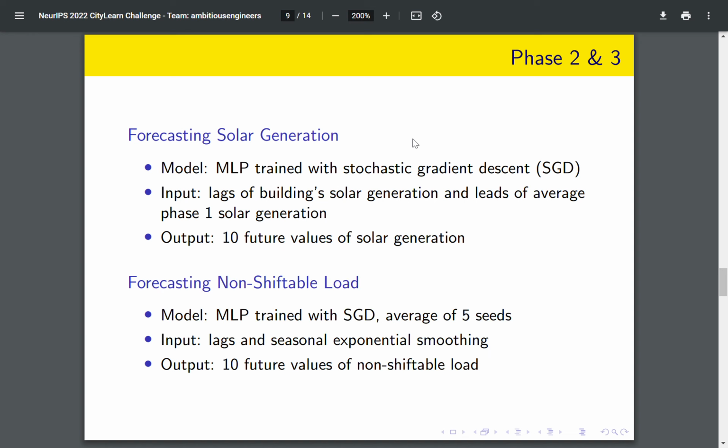Forecasting the non-shiftable load was similar. Again, we use an MLP. Here the input was a little different. We used lags, but we found that the leads weren't very helpful. And we calculated seasonal exponential smoothing features. Basically all that is an exponentially weighted moving average. And the seasonal part just means we use different groupings. For example, we calculated the average non-shiftable load on Mondays at 10 a.m.